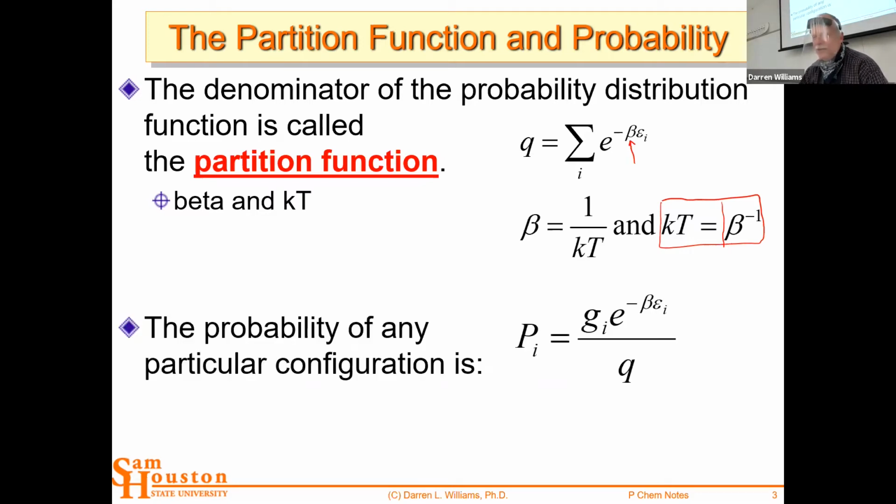And so then the probability of any particular configuration is this Boltzmann factor for that particular level on top, and then Q on bottom. So in order to calculate the probability, you have to sum over all of the states first. We have to do that sum first to get the partition function.